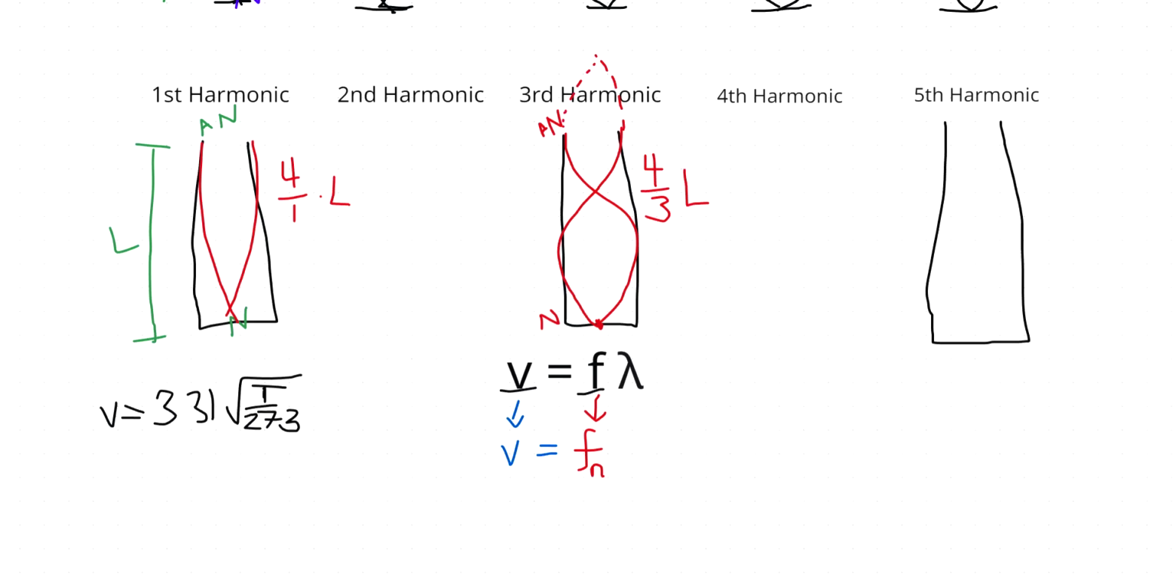And then what about the fifth? Well, we do the same thing, right? And it looks like this as such. So what do we have here? Now we have 1 and a 4th, right? So here would be 1 wavelength, and then an extra 4th. So 1 and a 4th.